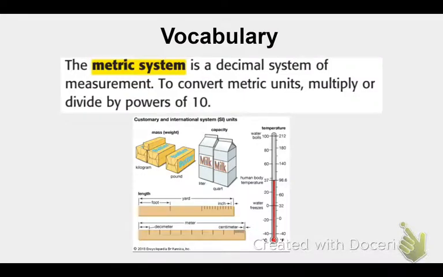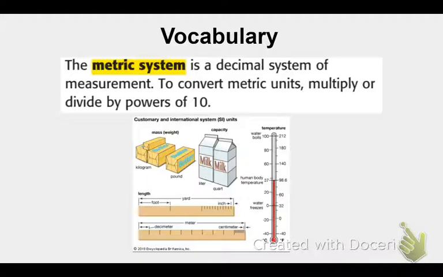So let's first put down the vocabulary of a metric system. It is a decimal system of measurement. To convert metric units, multiply or divide by powers of 10. I'll show you how to do that in a moment. So let's take a look at some of these that we're more familiar with and maybe some of the metric system that we're a little unfamiliar with.